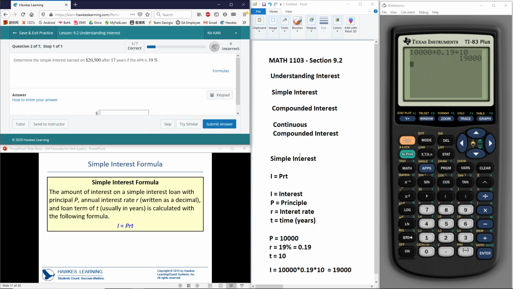Now let's say you got a credit card with a balance of $10,000, and the interest rate is 19%, and you pay for 10 years. That's how much interest you'll be paying. It is tough.